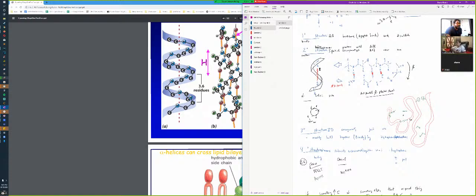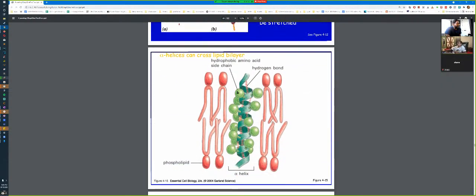Okay, so yeah, if you look down the axis of this helix, that's what that's supposed to be. And see, the R groups are the side chains. Now, if the side chain groups are hydrophobic, then it can insert itself into a lipid bilayer or cross a lipid bilayer, because of the hydrophobic side chains.